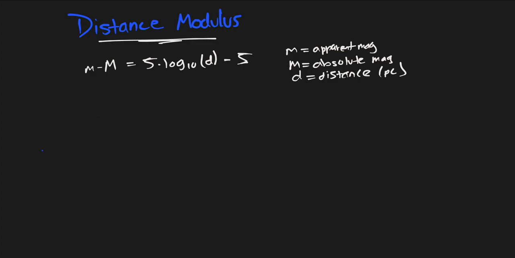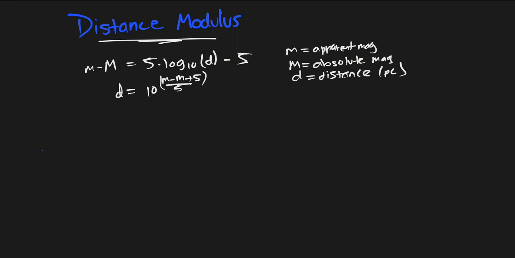Okay. You might have also seen this equation in this form, as d equals 10 to the power of this value over 5. I should make that more clear, that this is 10 to the power of this value. This is basically a rearrangement of this equation because you're taking out the log and solving for d. Okay, let's try a few practice problems with this equation now.